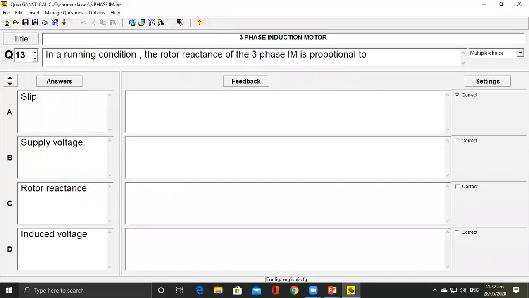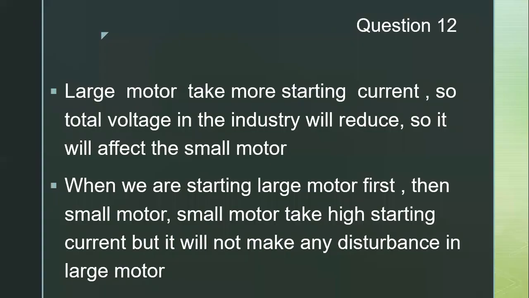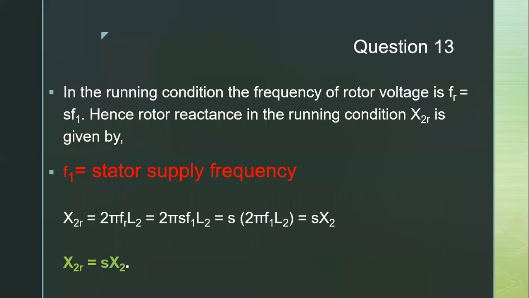The next question: in a running condition, the rotor reactance of the three-phase induction motor is proportional to slip, supply voltage, rotor reactance, or induced voltage. In the running condition, the rotor reactance will be X2. The frequency of rotor voltage in the running condition is an equation that is very familiar. I think you have studied that one.